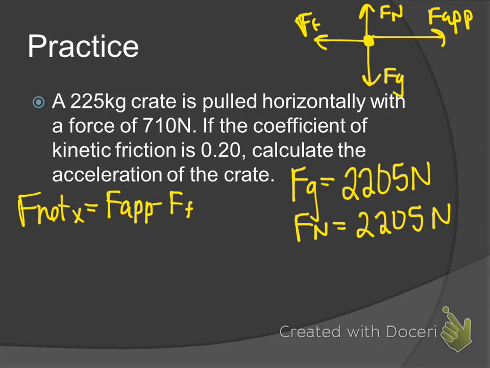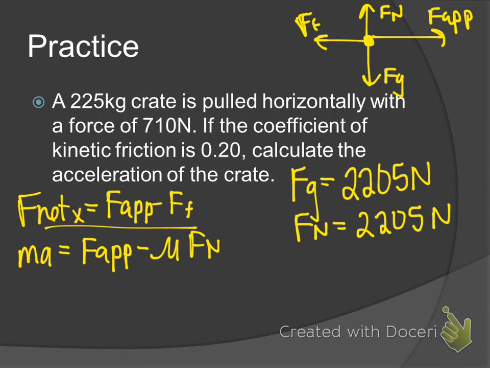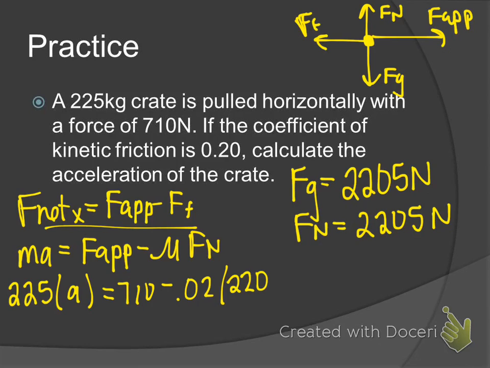Okay, so here, if I want to start doing substitutions into my main equation, I can take mass times acceleration equals force applied minus coefficient times the normal force. I can do those substitutions into that equation instead of solving every single step individually. Which means I can plug in 225A equals 710 minus 0.02 times 2205. And it's not 0.02, it's 0.20.